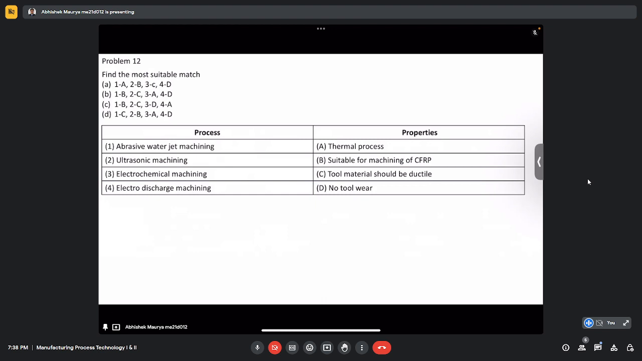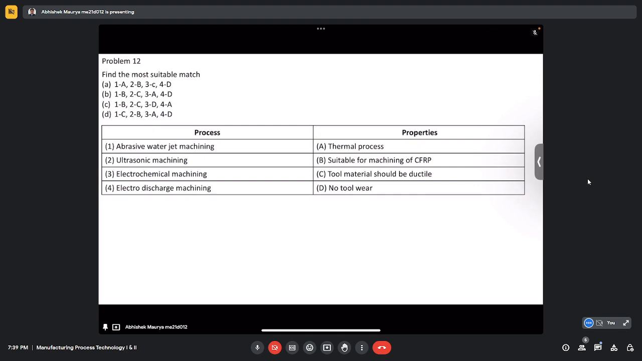Okay, so let's quickly discuss the solution. Here we have to find out the correct match. In abrasive water jet machining, material removal takes place because of the momentum which has been given to the abrasive and water jet. So material removal takes place with the help of loose abrasives which come in the form of the jet, and it removes the material from the substrate.